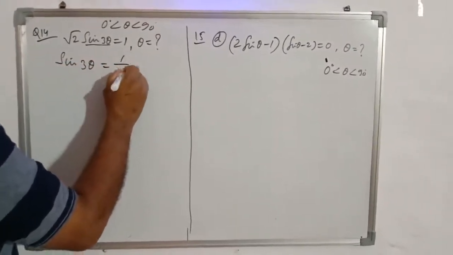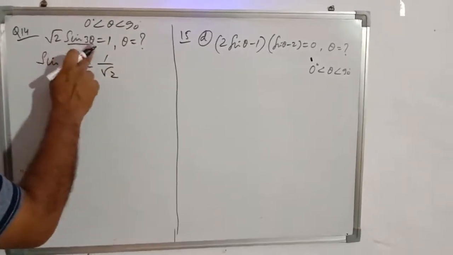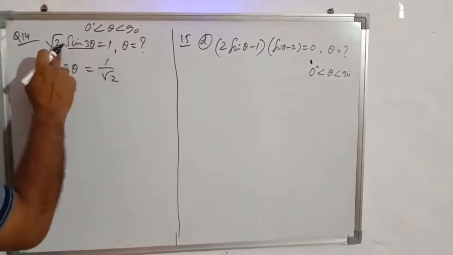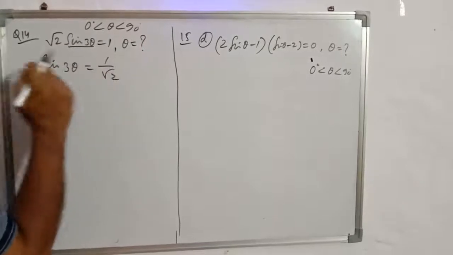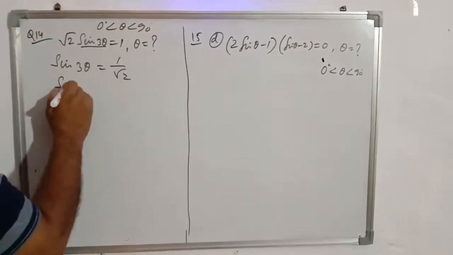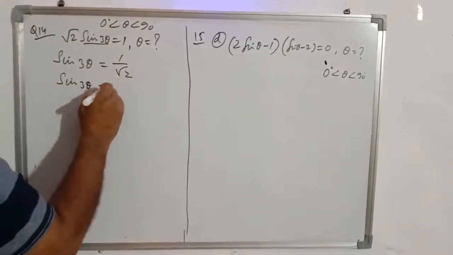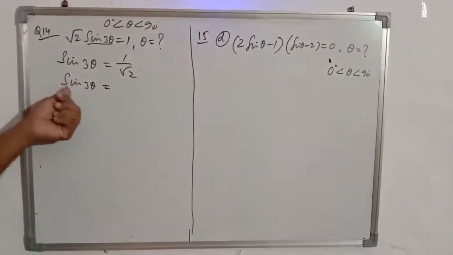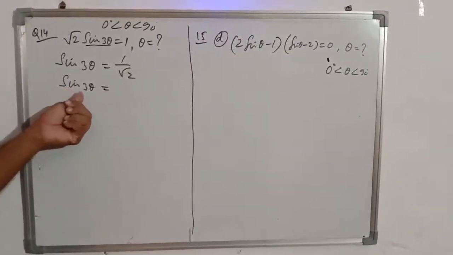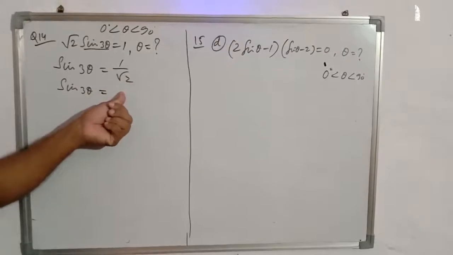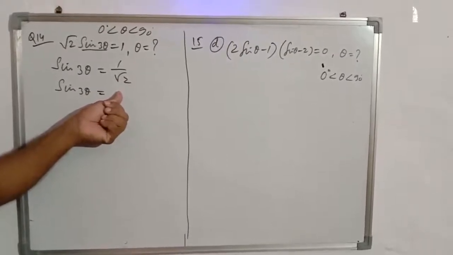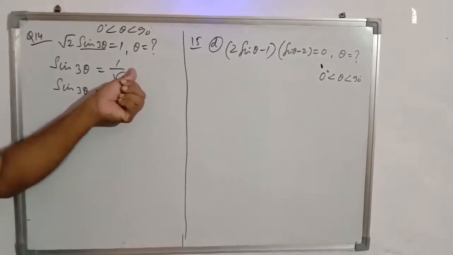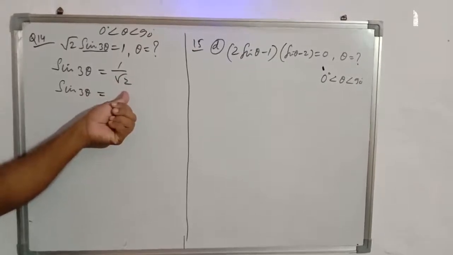It will be 1 by root 2. Root 2 sine 3 theta is equal to 1. So sine 3 theta will be, we will divide by root 2, 1 by root 2. Sine 3 theta. Left side trigonometrical ratio is sine, so we have to write right side also in terms of sine. So see the table, for what angle in sine value is 1 by root 2.